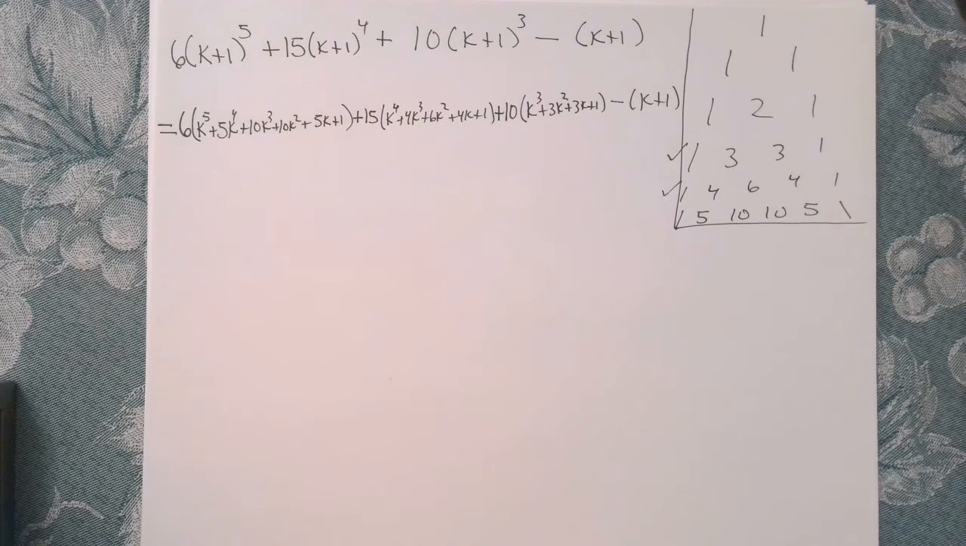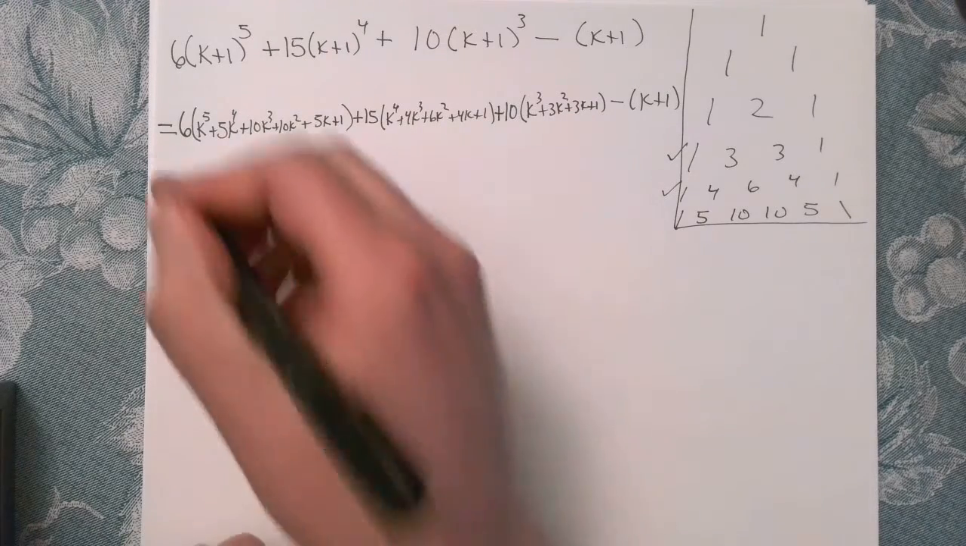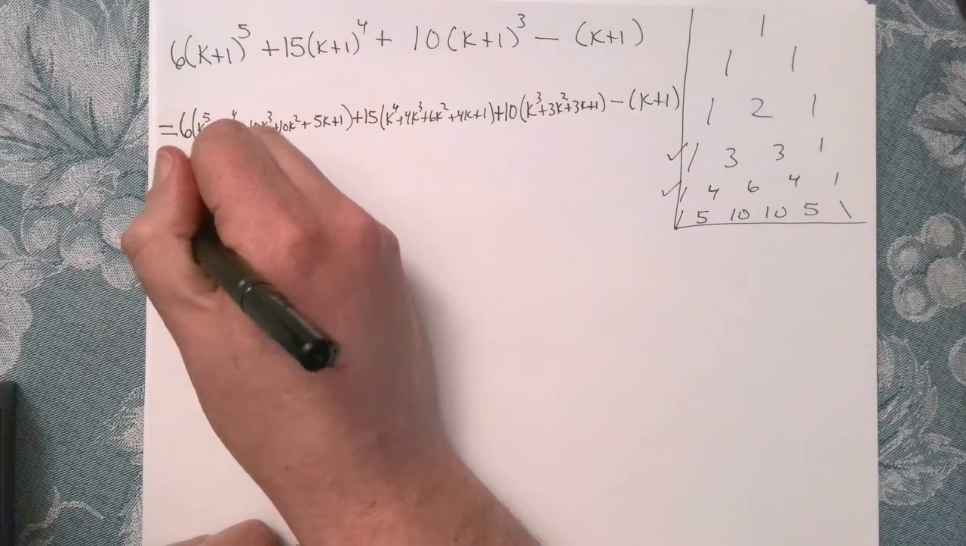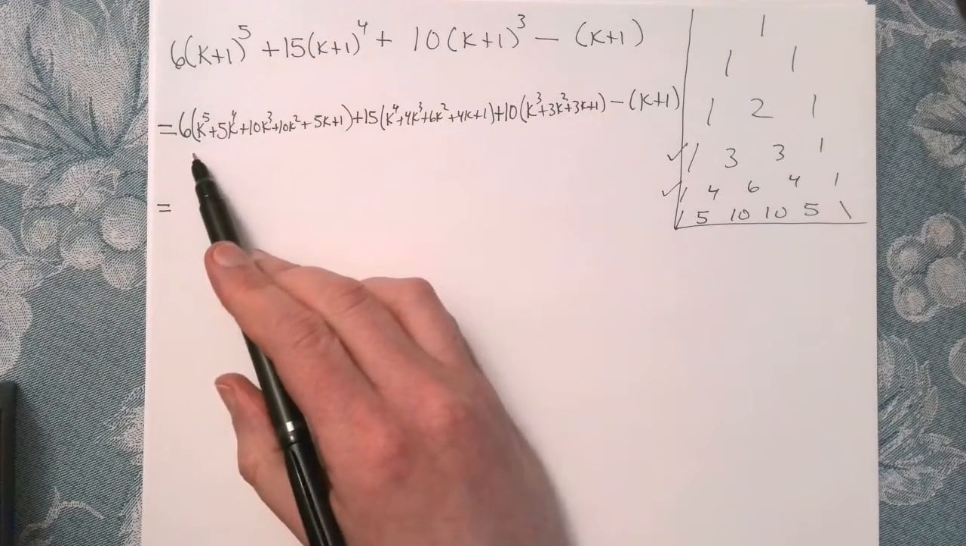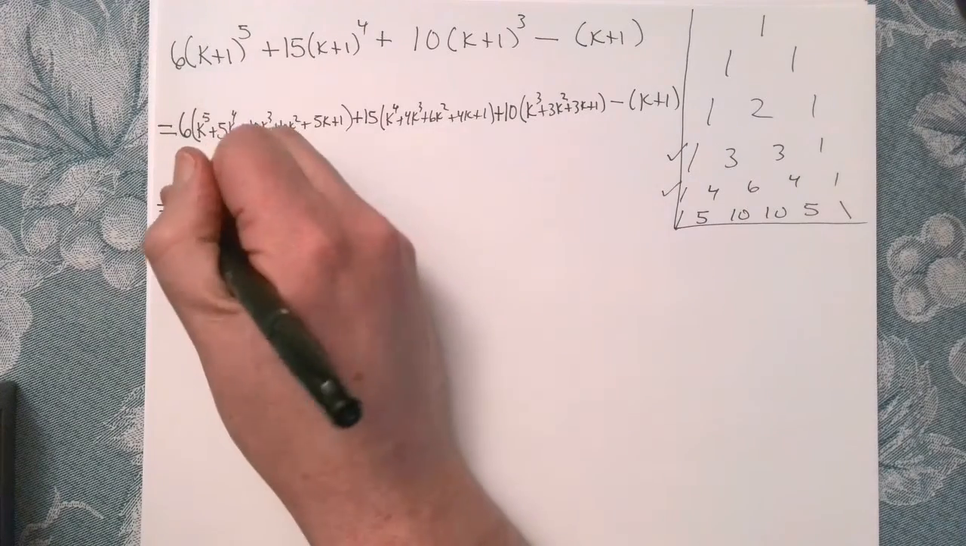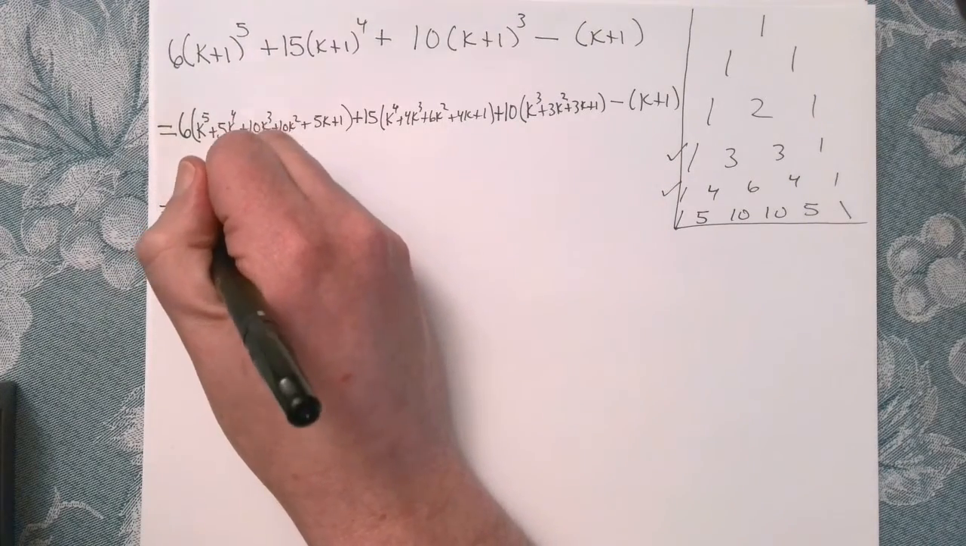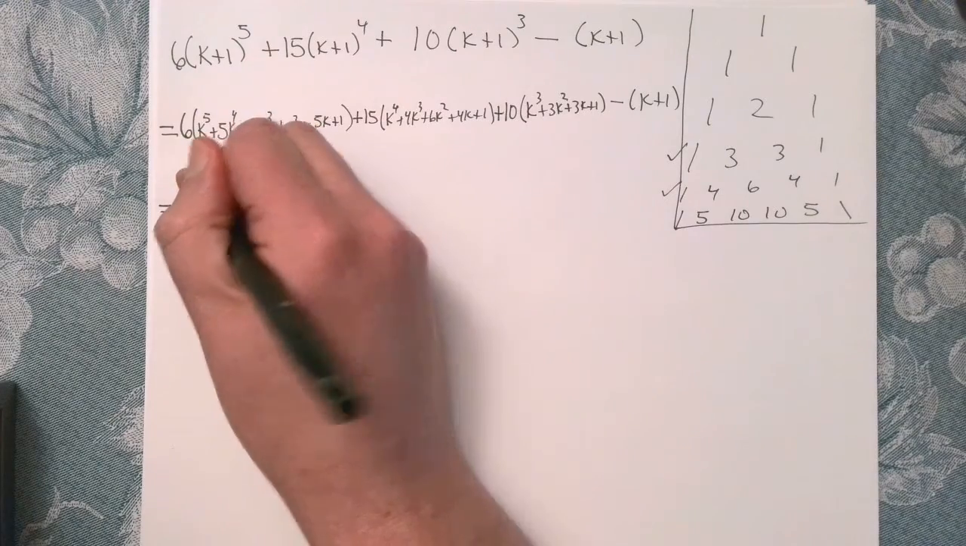Okay, so that seems pretty good. And let's see if we can start to combine. So I'm looking at combining, let's see here, there's only one k to the fifth. So that's going to be 6k to the fifth.